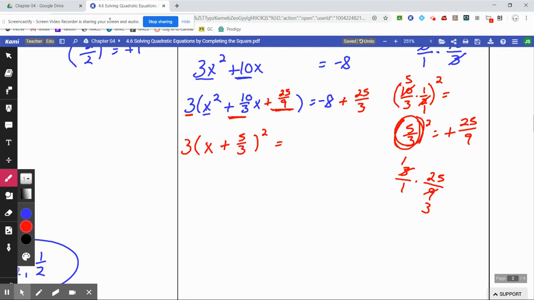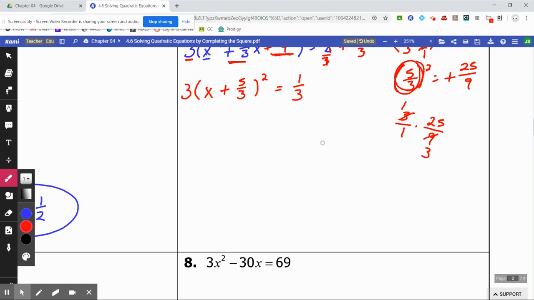Equals, now on the other side, we need a common denominator. Let's multiply top and bottom by 3. Gives you a 24/3. So negative 24/3 plus 25/3 gives you 1/3. Now we're getting somewhere. Let's move the 3 over. Since it's being multiplied, we got to divide.